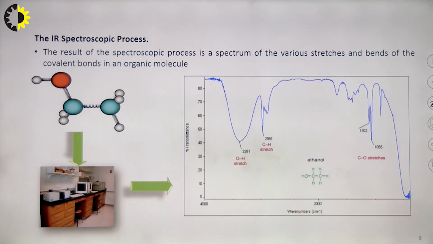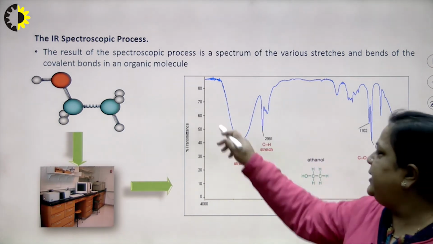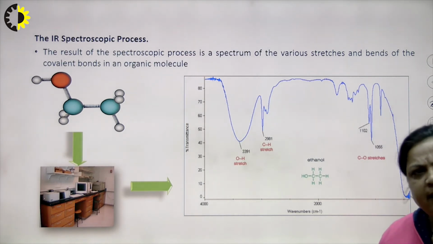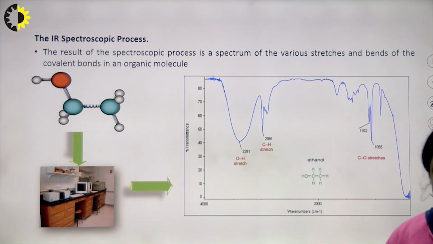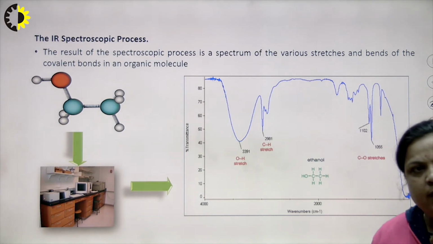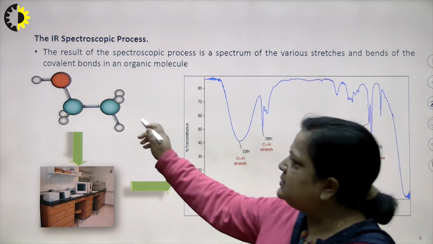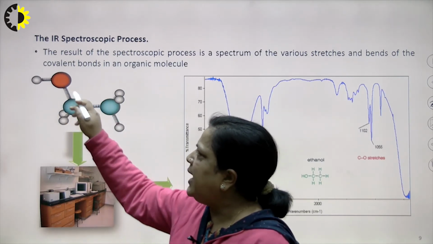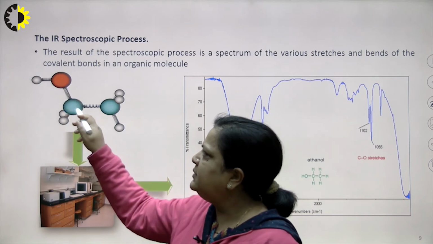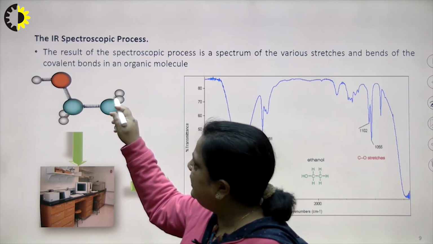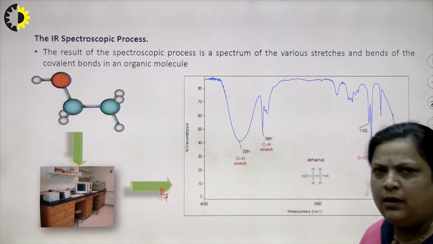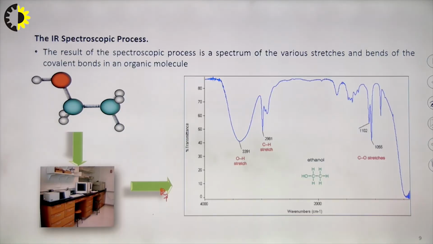Now, the process: transmittance versus wave number. The result of the spectroscopic process is a spectrum of various types of stretching and bending, that is, stretches and bends of the covalent bonds in an organic molecule. Suppose this is an organic molecule. There will be many stretching or bending motions between the atoms, like this and this, between this and this, and also between these atoms. So, there are lots of spectra due to this process.